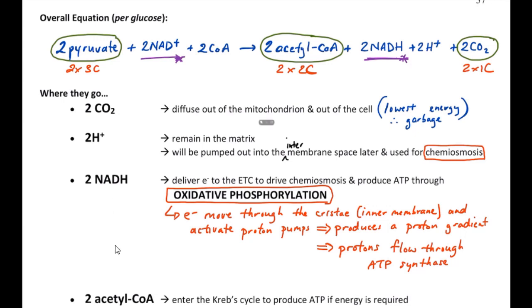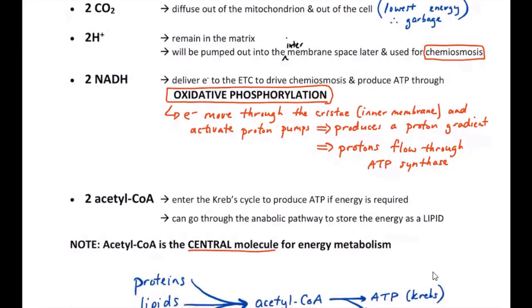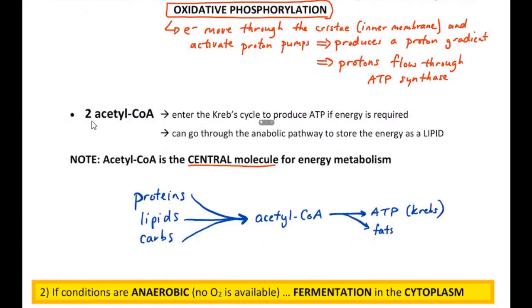So what's going to happen is the electrons will move through the cristae, so that inner membrane that's folded, and they're going to activate the proton pumps. That'll give us a proton gradient in the intermembrane space, a nice high concentration, flows back in through ATP synthase, cranks the head of that ATP water wheel kind of shape there, that motor, and ADP is phosphorylated to ATP, done.